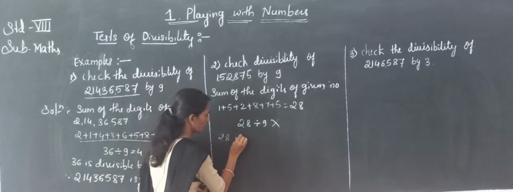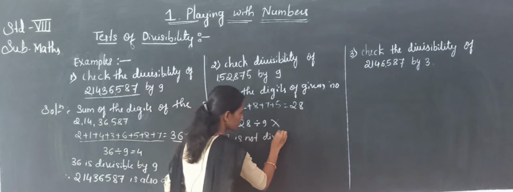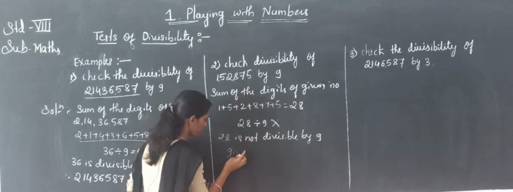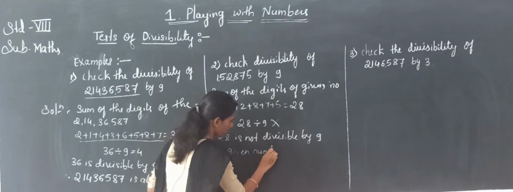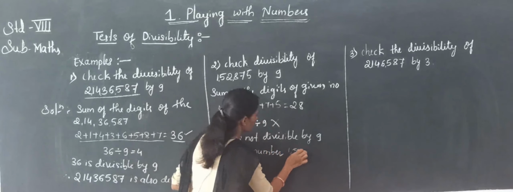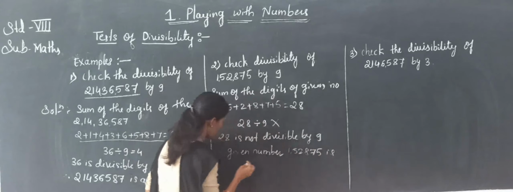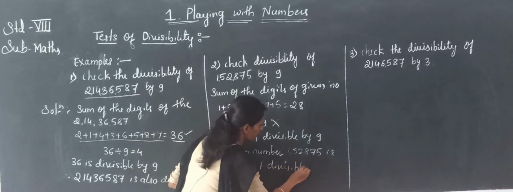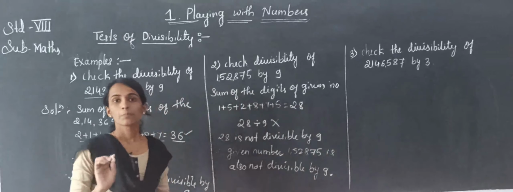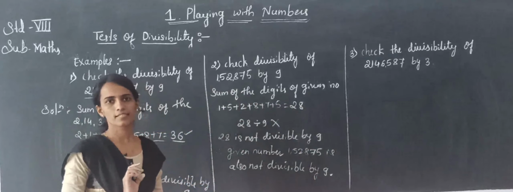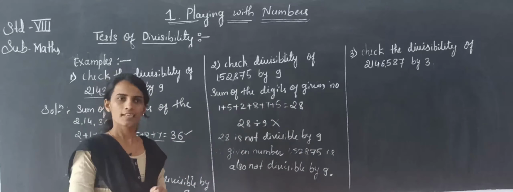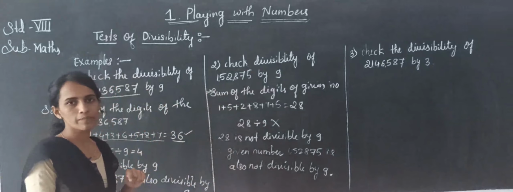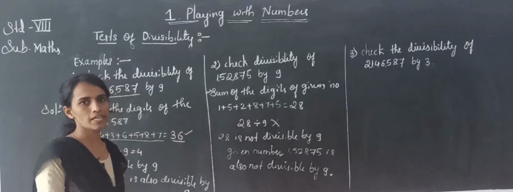28 is not divisible by 9. Therefore the given number 1,52,875 is also not divisible by 9. So writing the conclusion is very necessary. Without a conclusion the solution does not end here. Got it? Now how to solve the given examples here? First you have to find the sum of the given digits. If that sum is divisible by 9, then the complete given number will be divisible by 9.